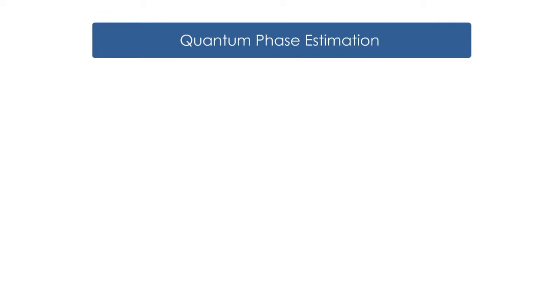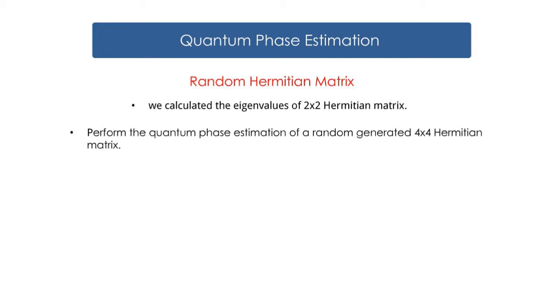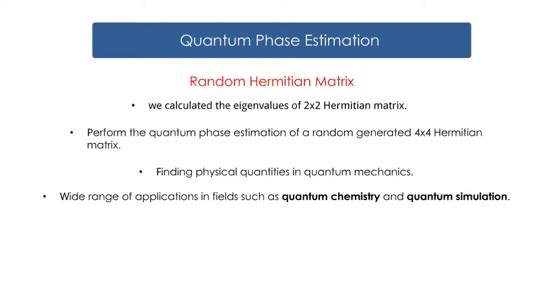Quantum phase estimation. We will learn a few things on quantum phase estimation of a random Hermitian matrix. In the previous tutorial, we calculated the eigenvalues of a 2x2 Hermitian matrix. This time, we will perform the quantum phase estimation of a randomly generated 4x4 Hermitian matrix. Calculating eigenvalues of Hermitian matrices is useful for finding physical quantities in quantum mechanics. It has a wide range of applications in fields such as quantum chemistry and quantum simulation.